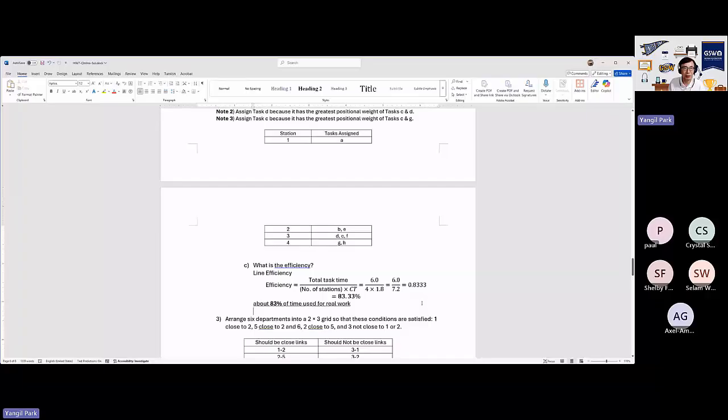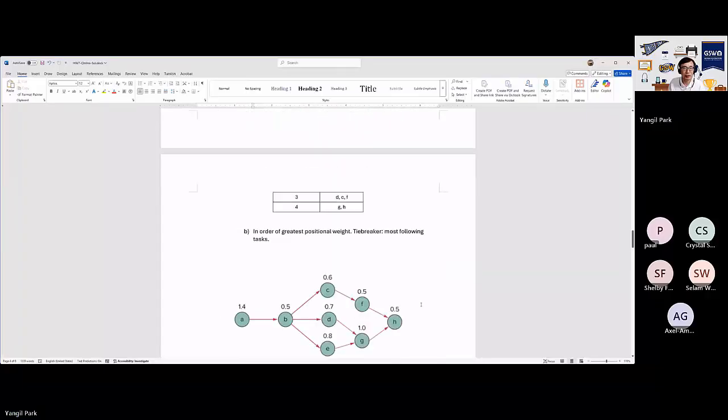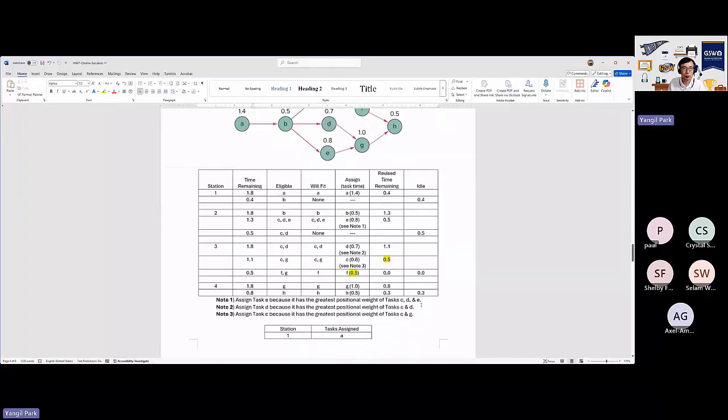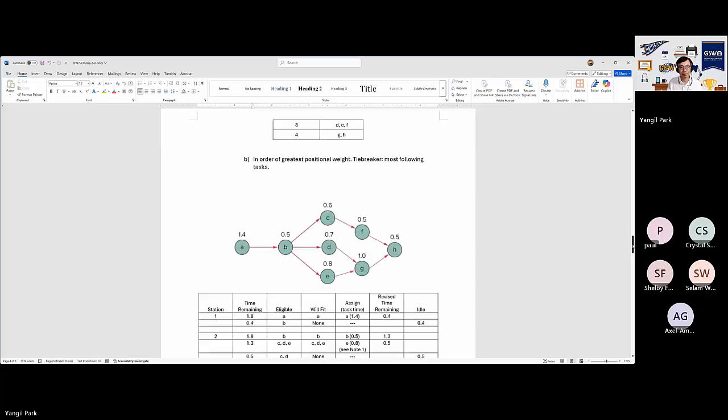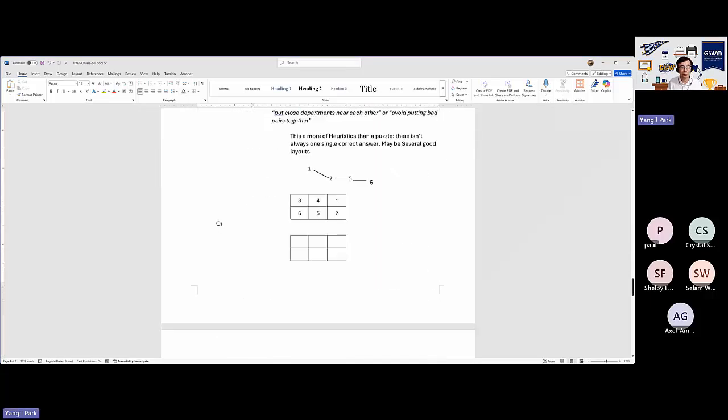Okay, so any question about this one? The workstation problem? All right, moving on.